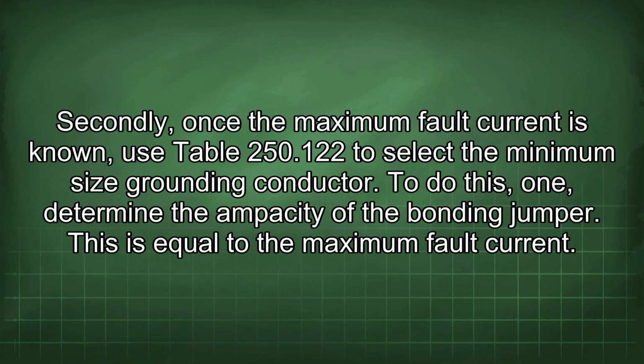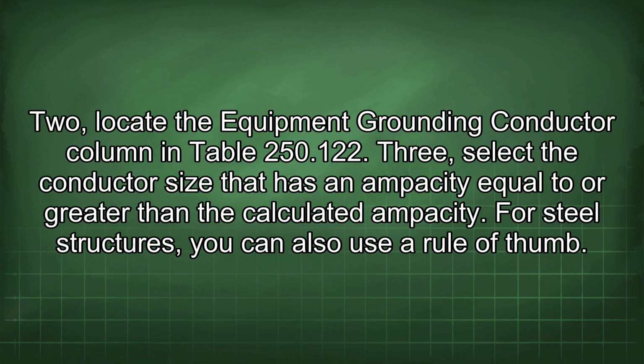Secondly, once the maximum fault current is known, use Table 250.122 to select the minimum size grounding conductor. To do this: 1. Determine the ampacity of the bonding jumper. This is equal to the maximum fault current. 2. Locate the equipment grounding conductor column in Table 250.122. 3. Select the conductor size that has an ampacity equal to or greater than the calculated ampacity.